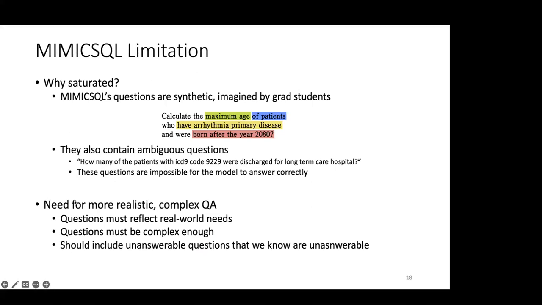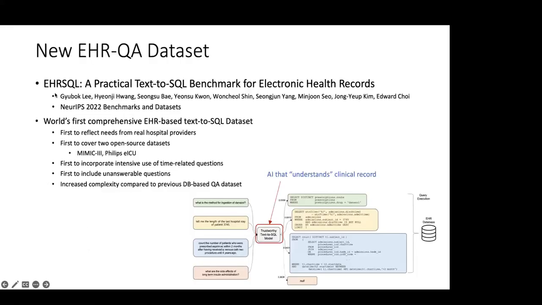So after this project, we thought that we need a more realistic, complex QA for EHR. Questions must reflect real world needs. Questions must be complex enough that we can test AI rigorously, and it should include unanswerable questions so that we know which ones are unanswerable and which are not. And if AI knows something is unanswerable, it will not answer the question. It will avoid the question. That comes to reliability. So we tried to nail all these at the same time with the first project called EHRSQL.